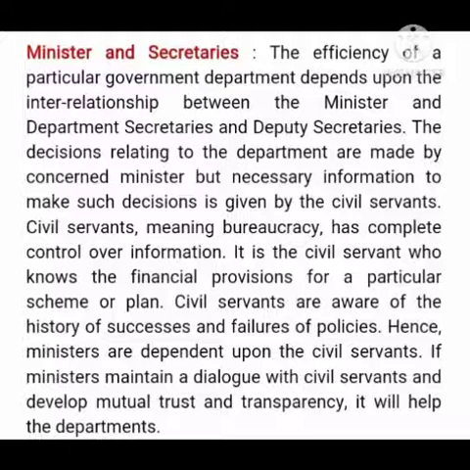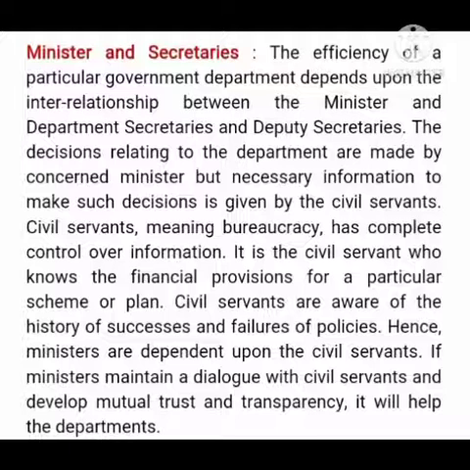The decisions relating to the department are made by the concerned ministers, but necessary information to make such decisions is given by the civil servants. Therefore, proper planning and efficiency is necessary while taking decisions. Students, it is the civil servant who knows the financial provisions for the particular scheme or plan. Civil servants are aware of the history of success and failures of the policies.